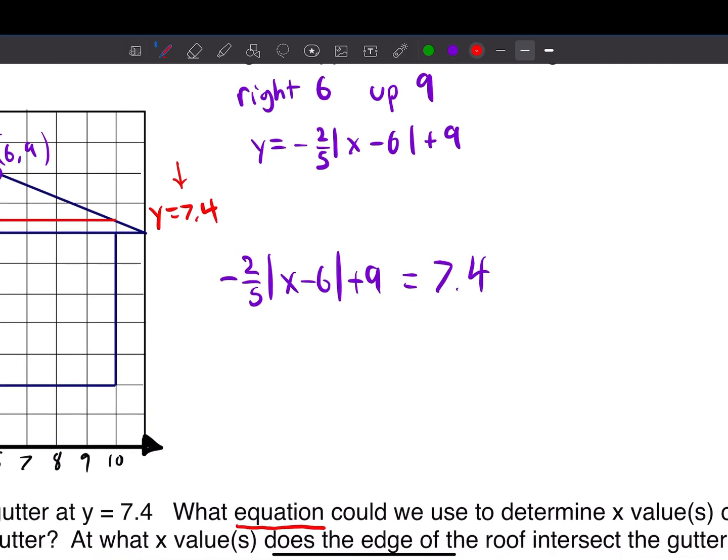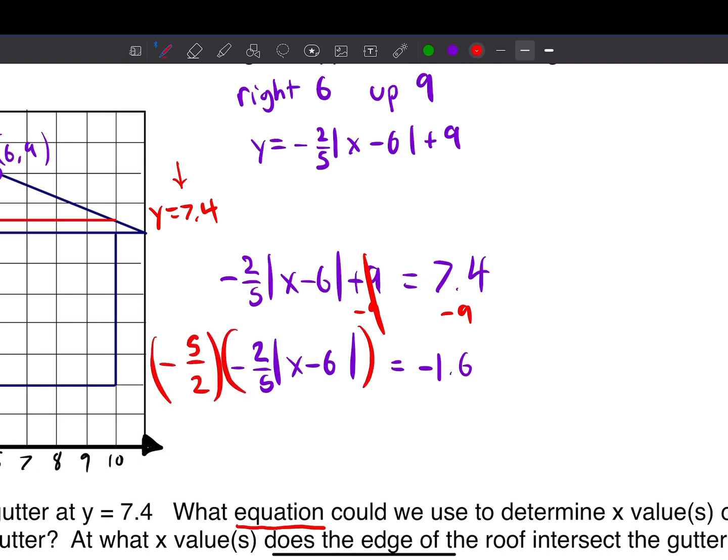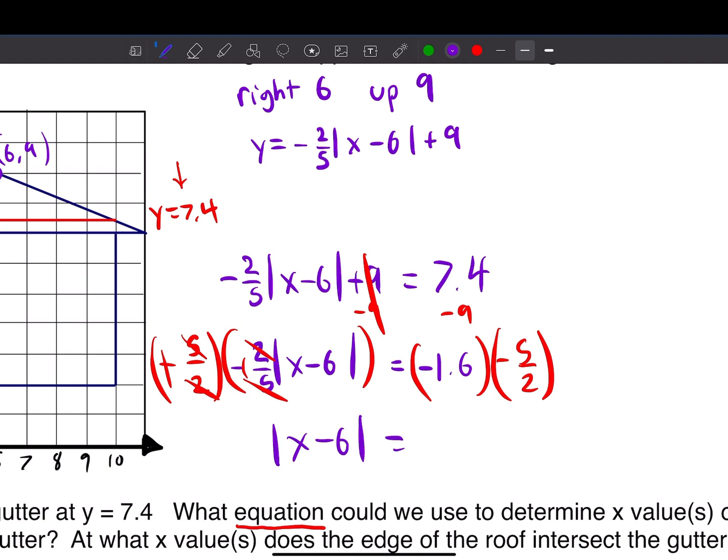So isolate, minus 9, minus 9. And we have 7.4 minus 9 is negative 1.6 equals negative 2 fifths times the absolute value of x minus 6. Get rid of the negative 2 fifths by multiplying both sides by its reciprocal, negative 5 halves. And the 5's gone, 2's gone. Negative is positive. We are left with the absolute value of x minus 6 equals, negative times negative is positive, so 1.6 times 5 halves is 4.